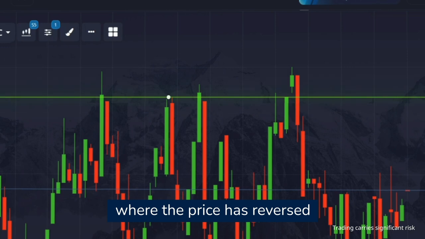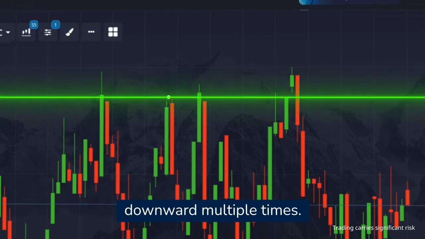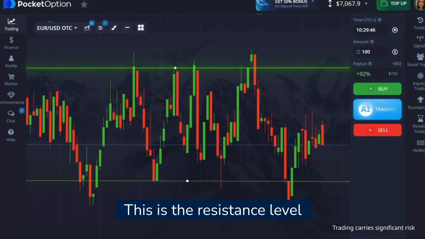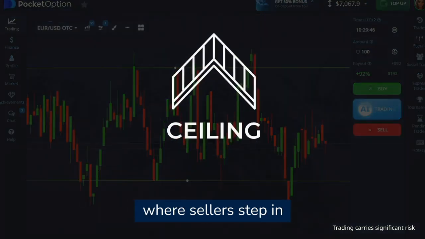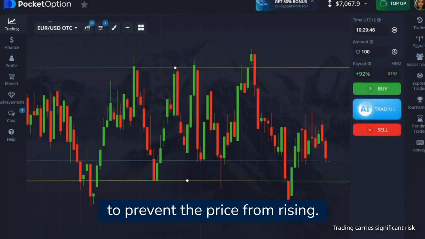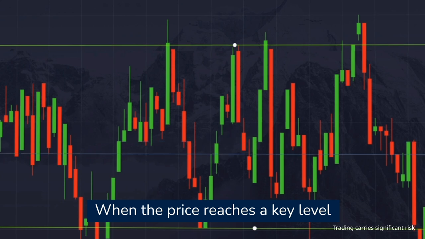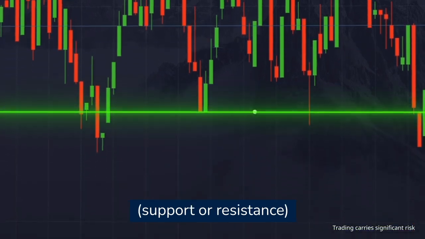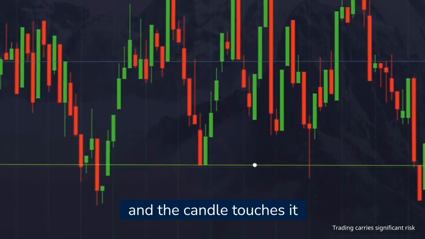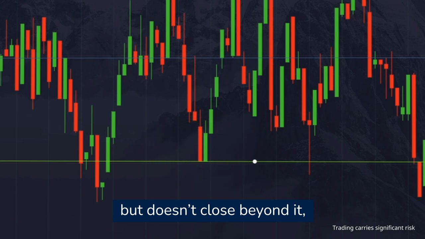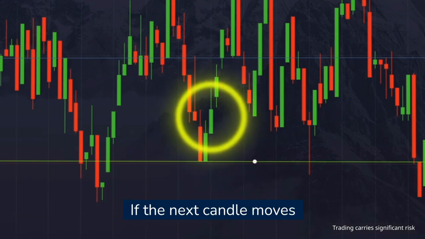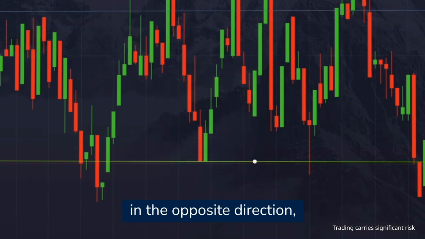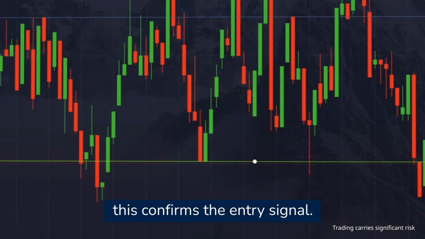Mark the areas where the price has reversed downward multiple times. This is the resistance level indicating the ceiling, where sellers step in to prevent the price from rising. When the price reaches a key level, support or resistance, and the candle touches it but doesn't close beyond it, this indicates that the price cannot break through. If the next candle moves in the opposite direction, this confirms the entry signal.